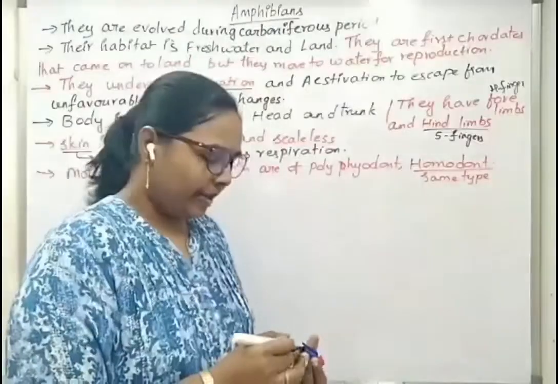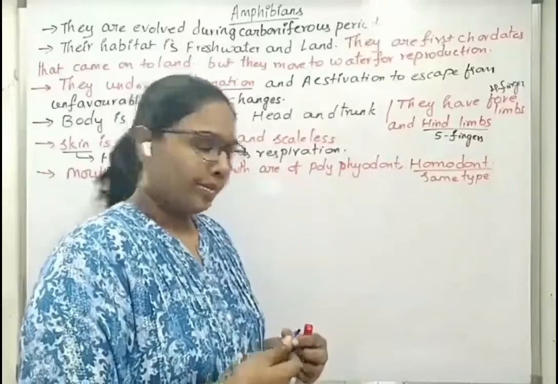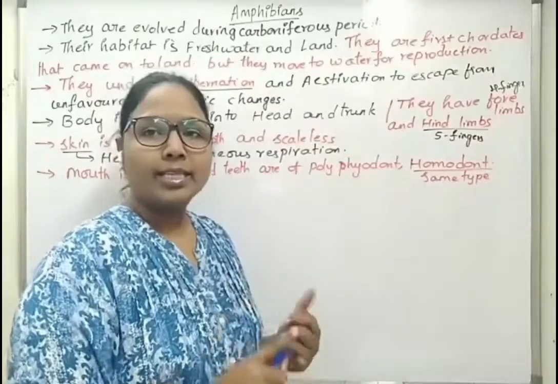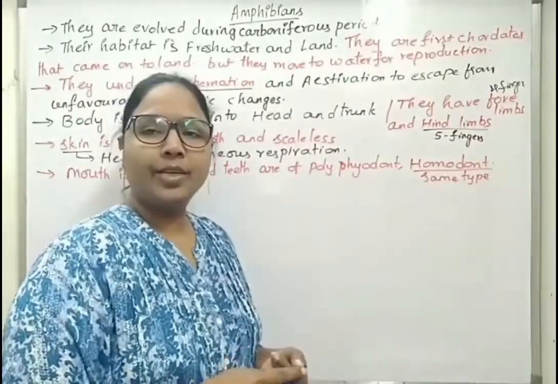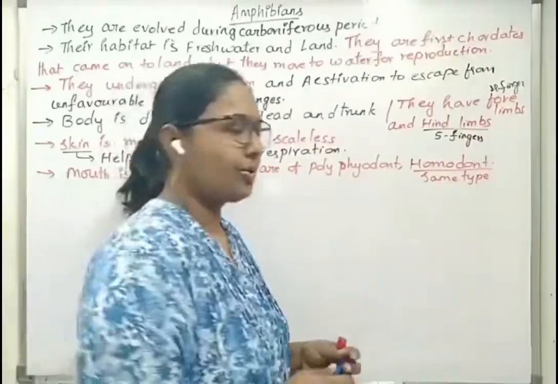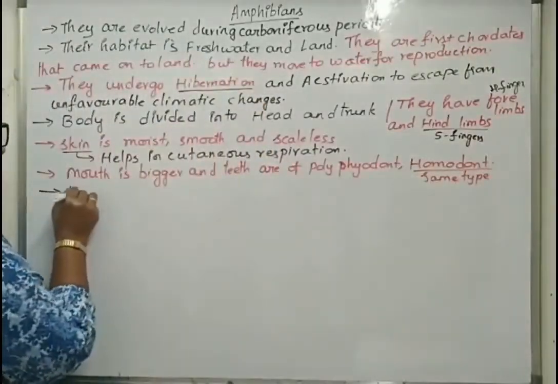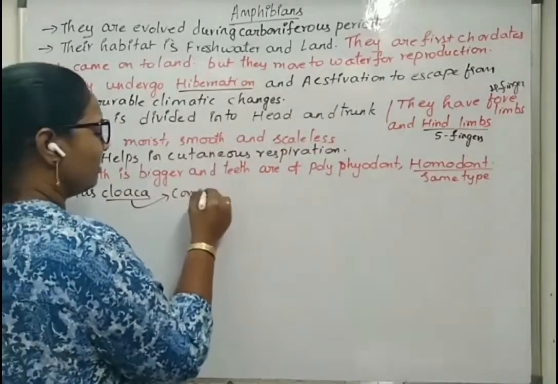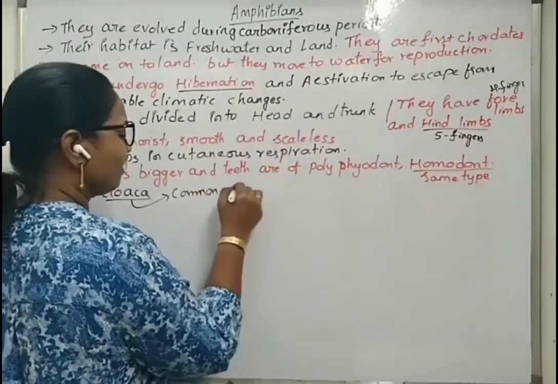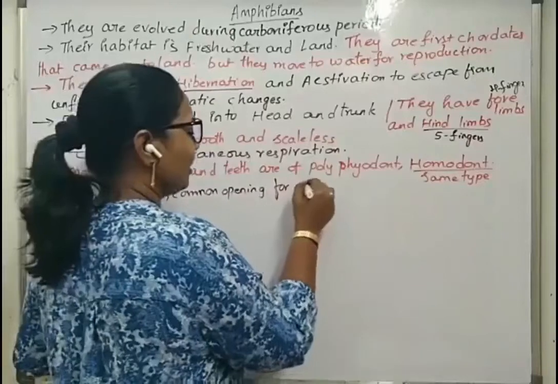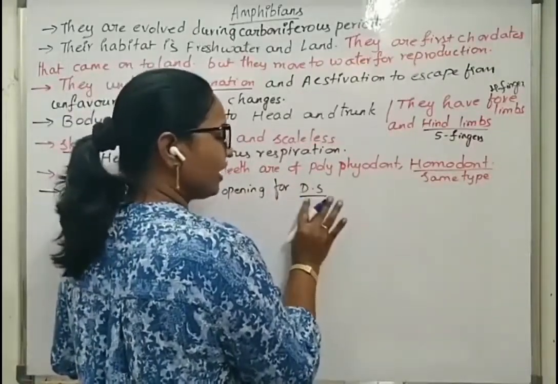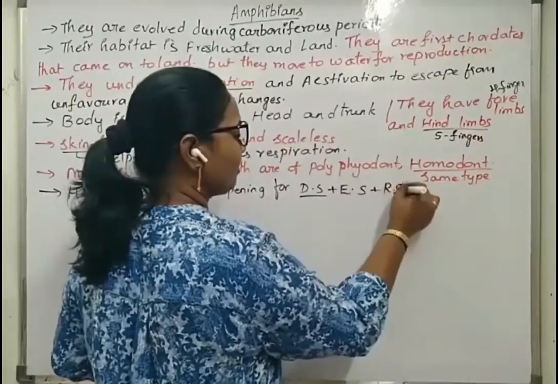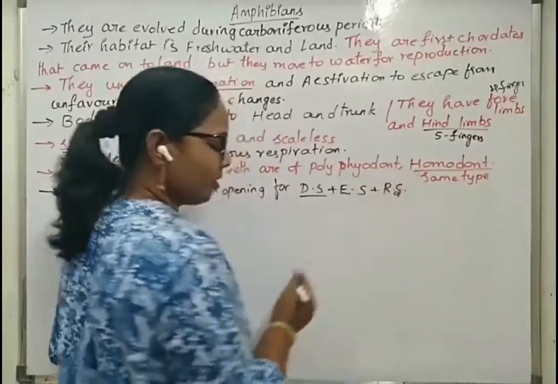Next, the alimentary canal, that is the digestive system, is well developed and it has a cloaca. We know that cloaca is the common opening for excretory waste material, for reproduction, and for the digestive system also. Cloaca is the common opening for digestive system, I am writing just DS, plus excretory system plus reproductive system. Such opening is called cloaca.